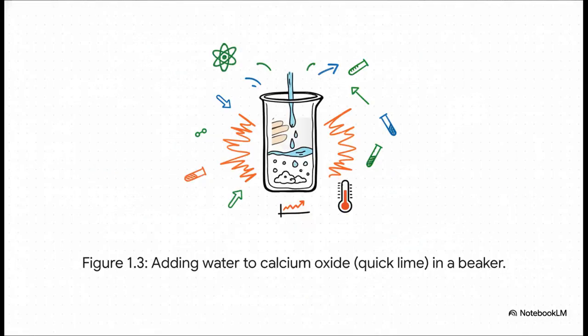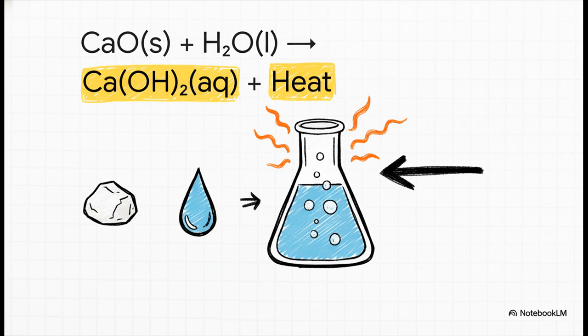Okay, let's look at a really common example of this. Imagine you're in the lab. We take a little bit of calcium oxide, you might also know it as quicklime, and we put it in a beaker. Now, we start to slowly, carefully add water to it. You know what happens? It gets quite dramatic. The mixture starts to hiss, and if you were to carefully touch the outside of the beaker, you'd feel it getting quite warm. And this is the chemical reaction that's happening right there in the beaker.